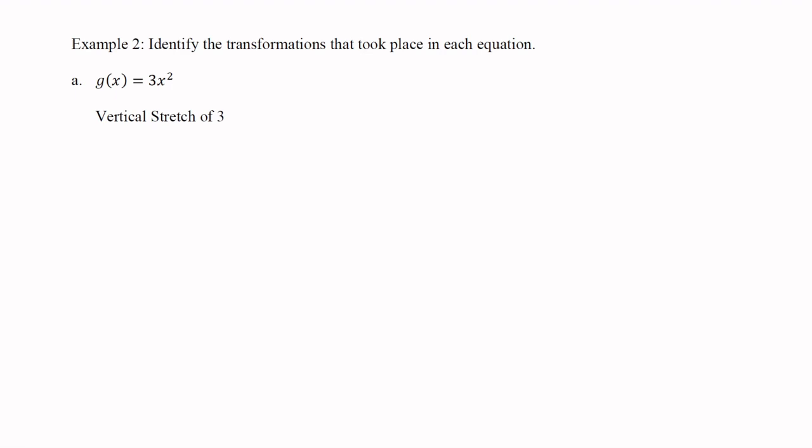Our x squared is just our parent function. The only thing that's happening to our parent function is multiplied by 3. So that is our only transformation. For b, we have a minus 2 on the inside. That's our h value. Our h value is 2, telling us that we are translated to the right 2 units. And then we have our plus 3 on the end, which means that we're translated up 3 units.